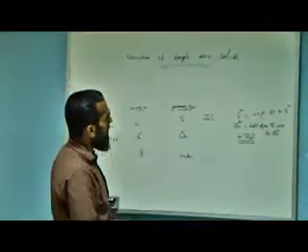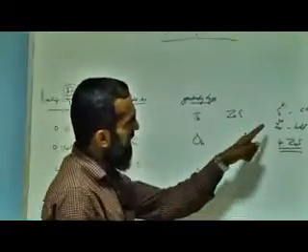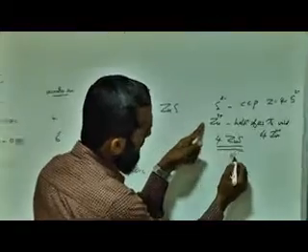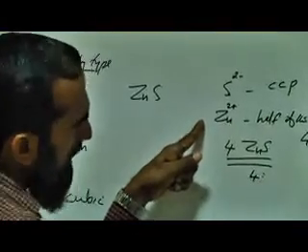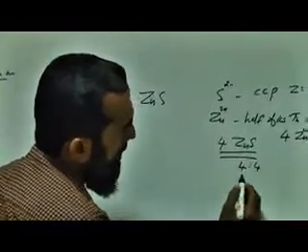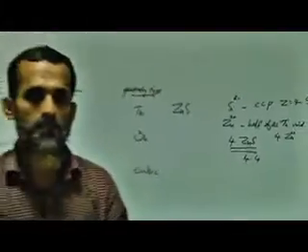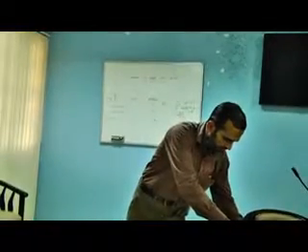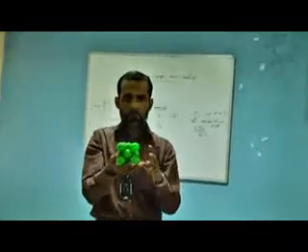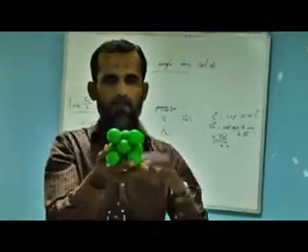Now the coordination number: we know zinc ion is in the tetrahedral void, so the coordination number of zinc ion is 4, and you can see that of sulfide is also 4. So the coordination number of this arrangement is 4:4. We can make this more clear with the model.